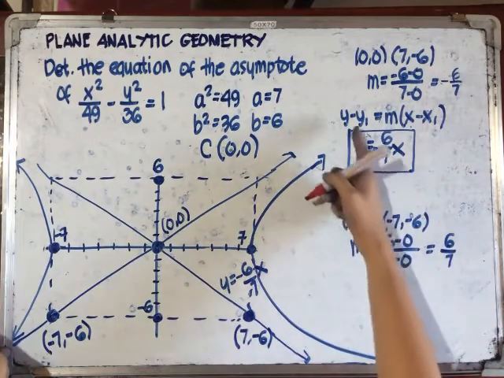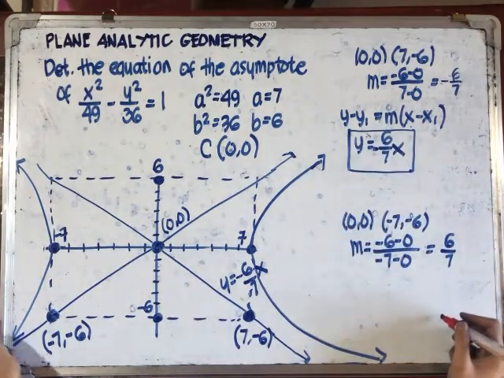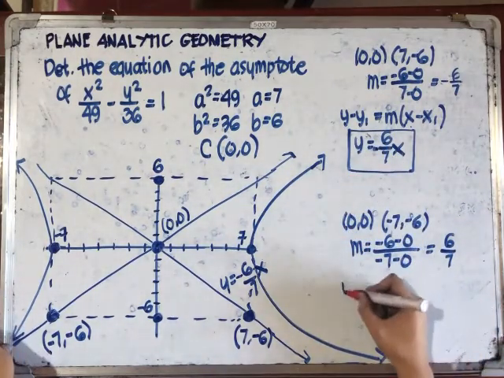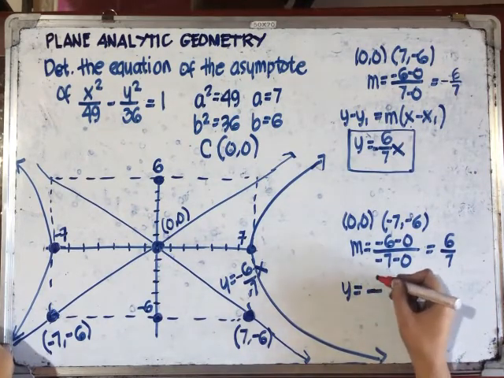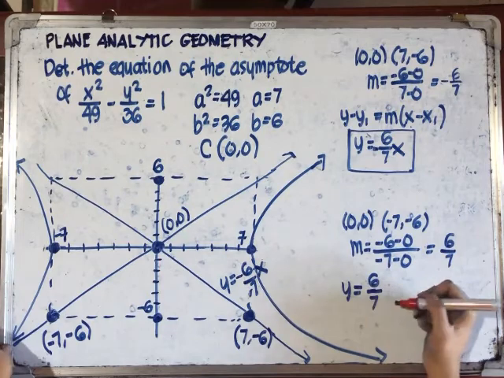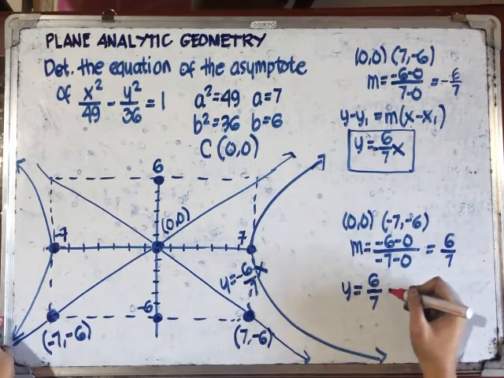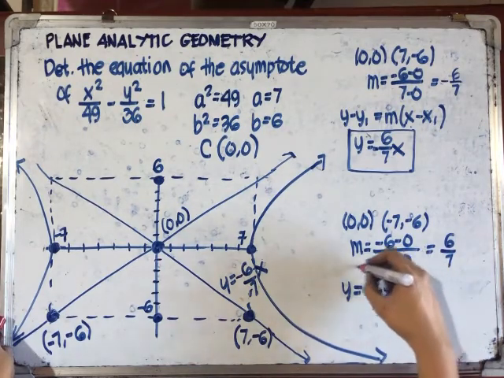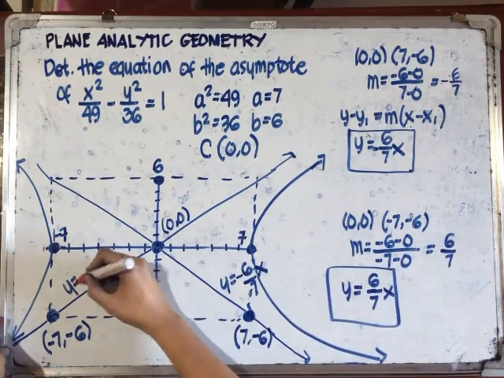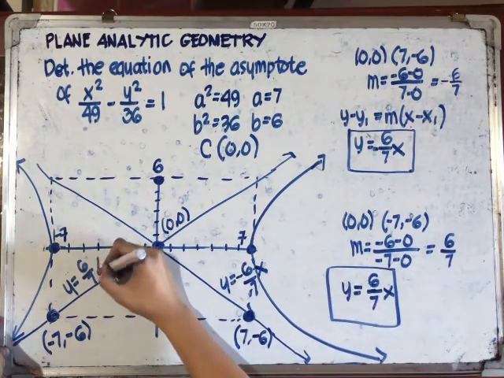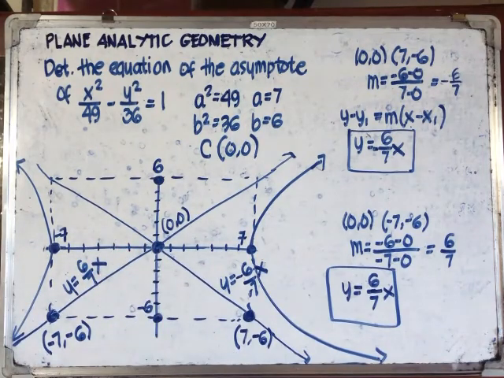So, same pa rin, y minus y sub 1 equals m times x minus x sub 1. So, basically, ang equation ng isa pang asymptote natin is y equals 6 over 7x. Y is equal to 6 over 7x. So, yan.